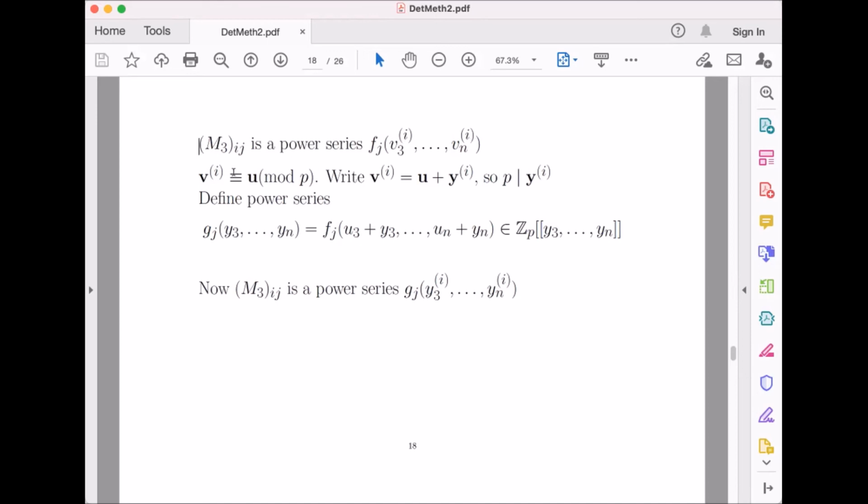Now, because vi is congruent to u modulo p, it makes sense to write vi as u plus yi, where this yi is actually a multiple of p. So instead of thinking of this as a power series in v3 to vn, we make this substitution and think of the entries as power series in y3 to yn, which are multiples of p. You can begin to see where the large powers of p that are going to divide the determinant are going to come from. We have a power series in which the variables are all multiples of p.